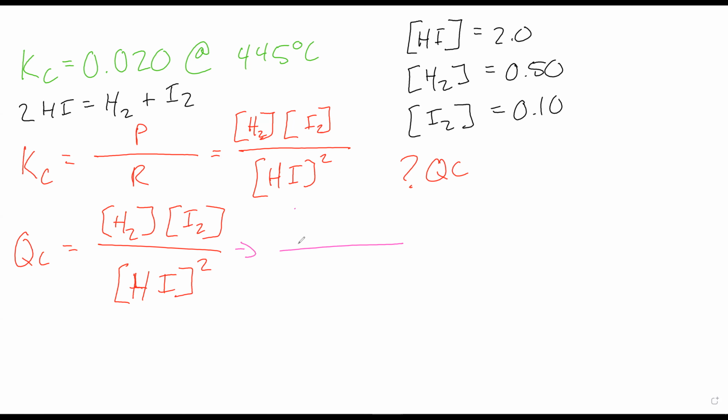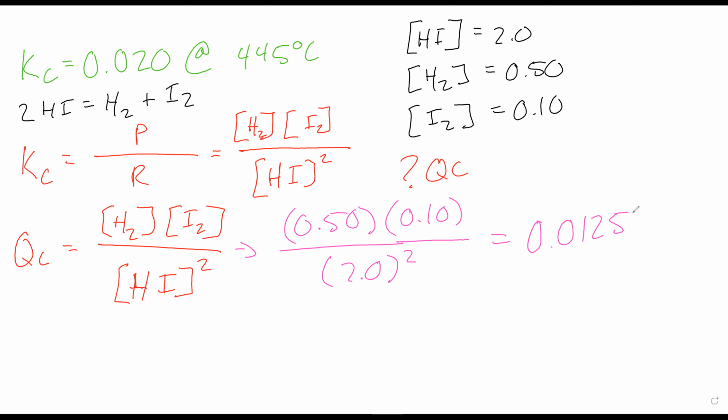Solving for Qc gives me the concentration of H2, which is 0.50, times the concentration of I2, which is 0.10, divided by the concentration of HI squared. Plugging that into my calculator, 0.05 divided by 2 squared gives me 0.0125. Now, what can I do with this information? I can compare it directly to Kc.